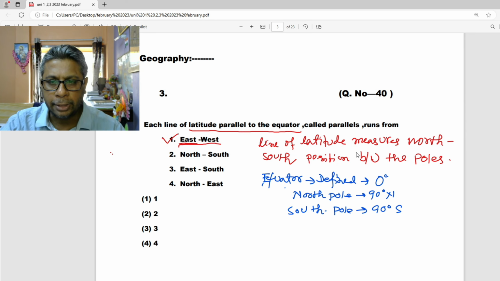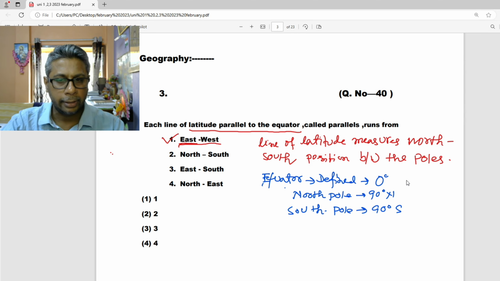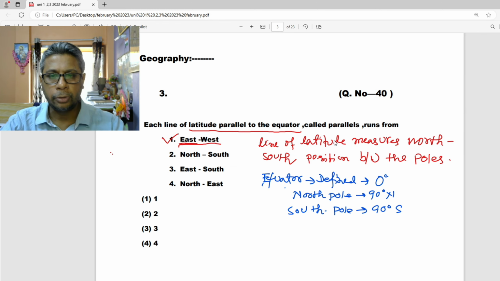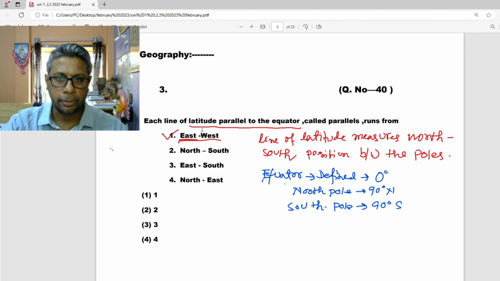The line of latitude measures north-south position between the poles. The equator defines 0 degrees. The North Pole is 90 degrees north and the South Pole 90 degrees south. The lines of latitude parallel to the equator are called parallels and run from east to west.